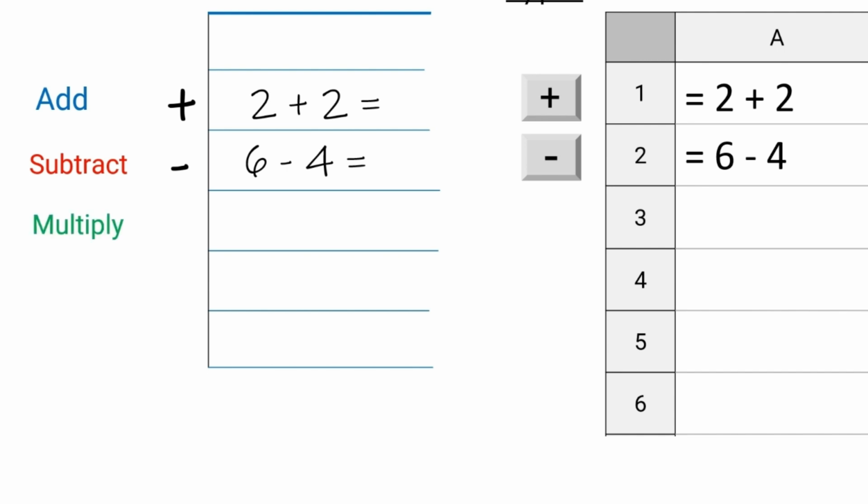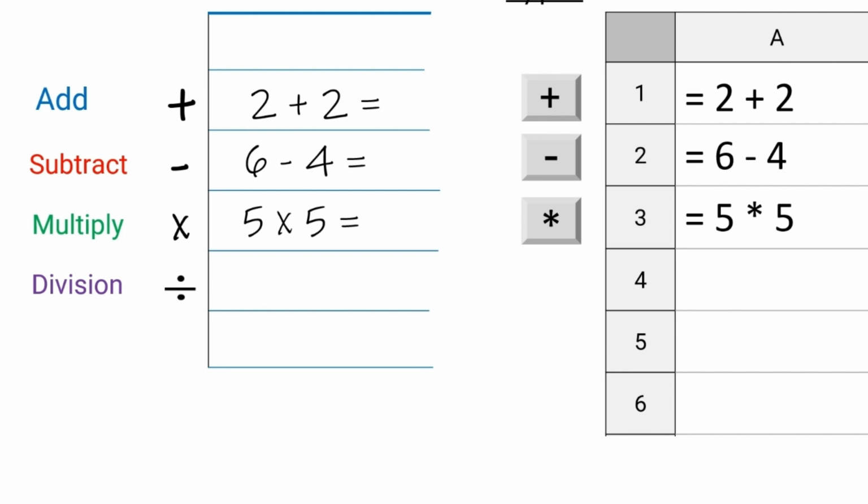Now, for multiplication, it's a little different. We commonly use an X to signify multiplying, as in 5 times or x 5 equals. On a spreadsheet, instead, we are going to use the asterisk symbol. This symbol is usually, almost always, on the number 8 key, and you would hold down Shift and press the number 8 to get this symbol. And in the spreadsheet, it would look like this, equal 5 asterisk 5.